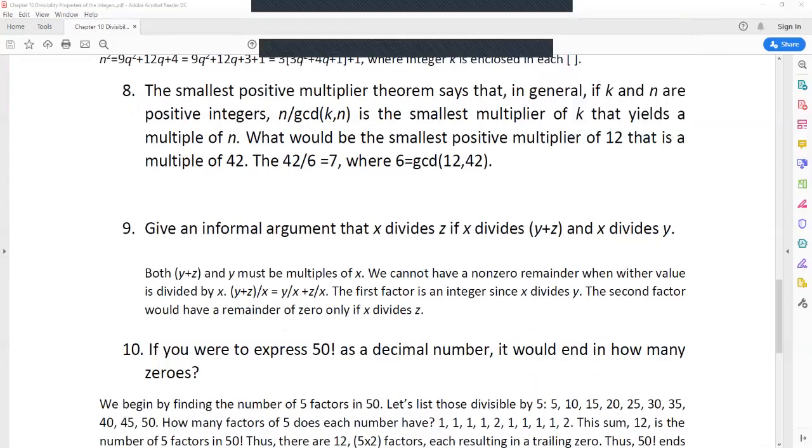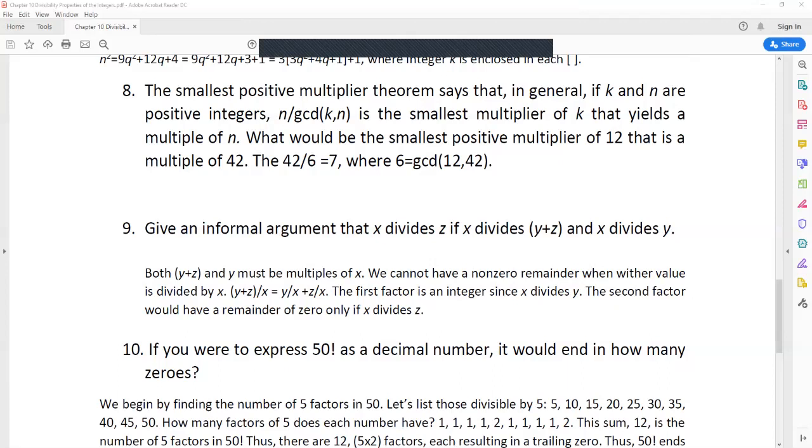Number 8. The smallest positive multiplier theorem says that in general, if k and n are positive integers, then n divided by the GCD of k and n is the smallest multiplier of k that yields a multiple of n. What would be the smallest positive multiplier of 12 that is a multiple of 42?